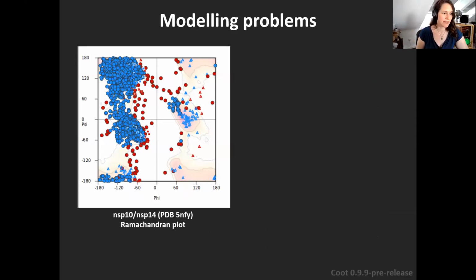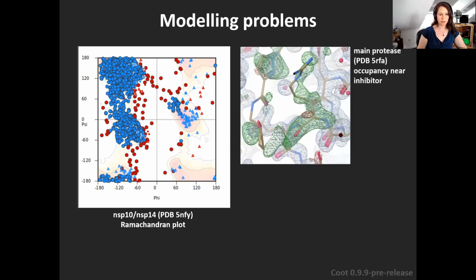And we found some things. So one of them is modeling problems. So this Ramachandran plot isn't looking good. It's also very old, and it is an NMR structure, which is pretty old, so it's a little bit unfair, but it's such a striking example of, okay, I bet this could be improved somehow.